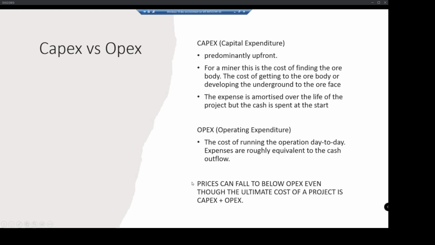And what you need to know is prices can fall below this operating expenditure number, and often they're below this capital expenditure number, because in theory, for a project to be economic, it needs to cover the capex plus the sum of all the operating expenditure for the lifetime of the project, split up against that production.